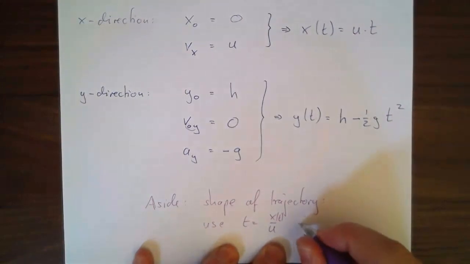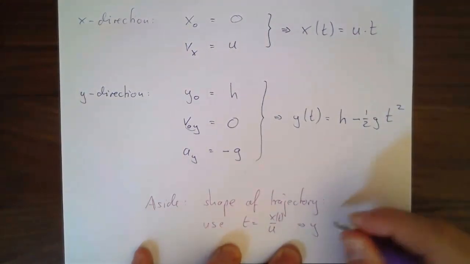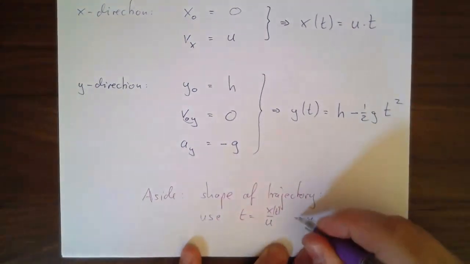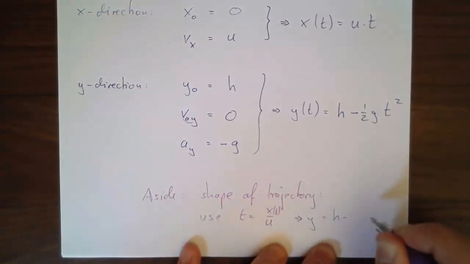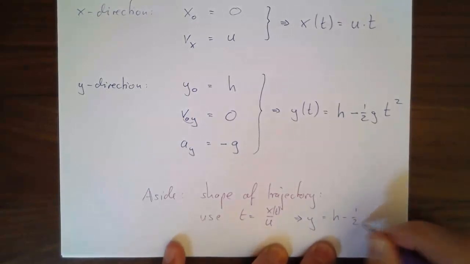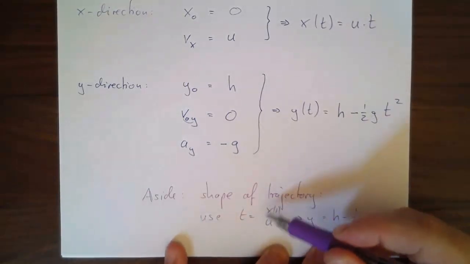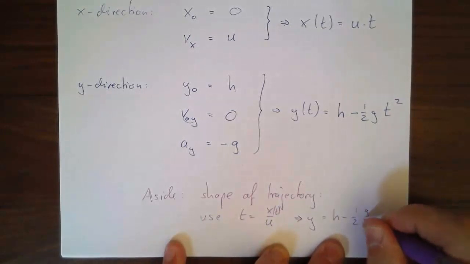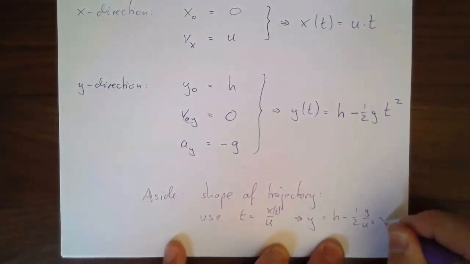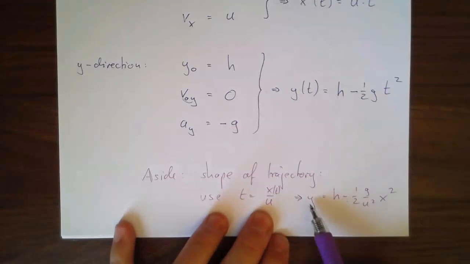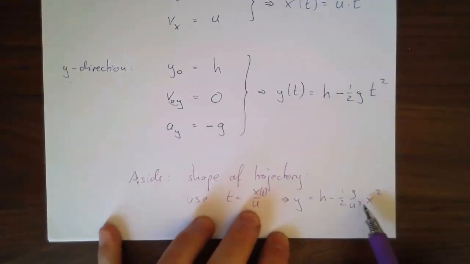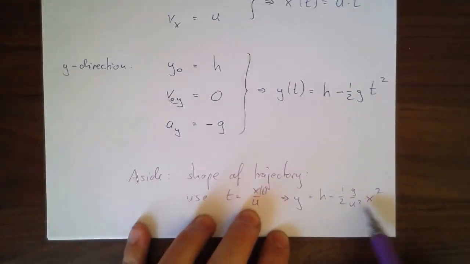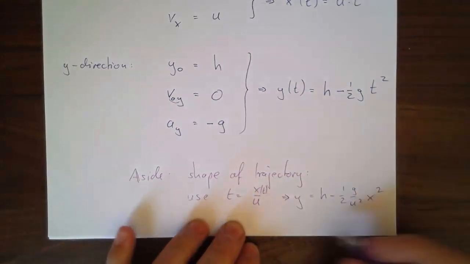If I plug this in here, that implies that y as a function of x is going to be h minus 1/2. Now there's a t squared, so I'm going to plug this squared in there. g over u squared x squared. y equals something minus x squared plus a constant. Well, minus x squared, whatever the constant that multiplies it is, that's a parabola.